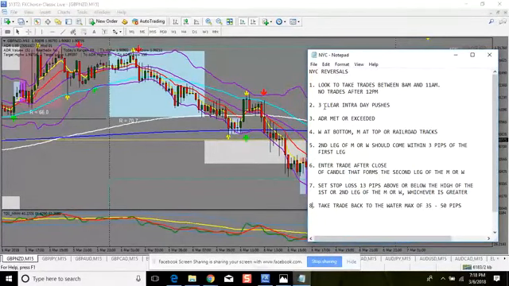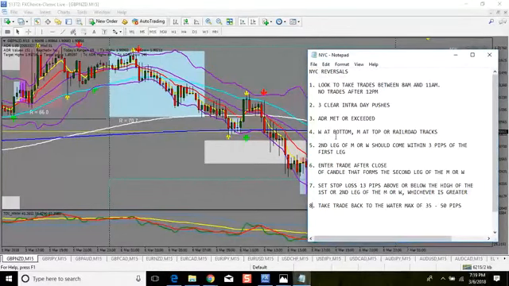You want to see 3 clear intraday pushes. Okay, so if it's making its move up, you want to see 3 clear pushes up, and I'll show you an example of that. Or if it made the move down, you want to see 3 clear pushes down. Then you want to make sure that the average daily range, and I have on my charts the 14-day average daily range, has been met or exceeded.